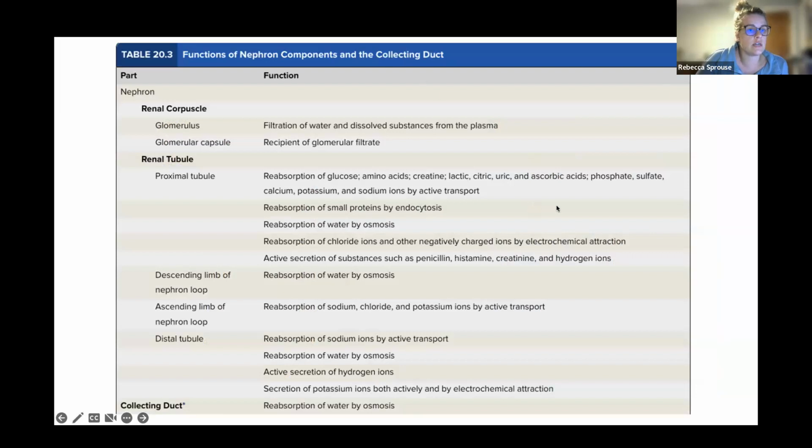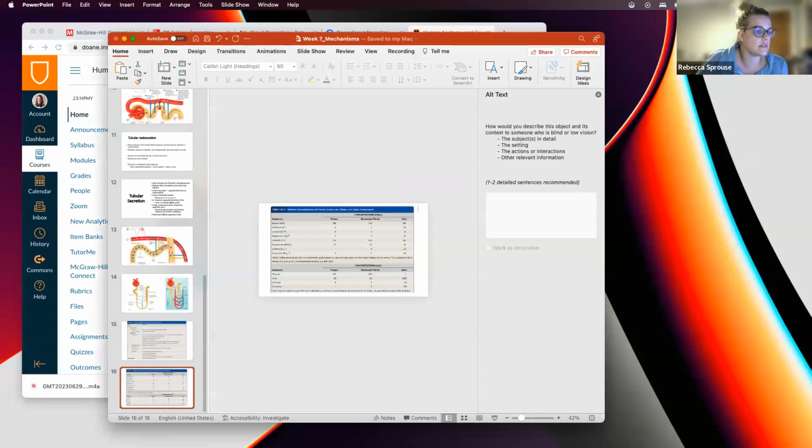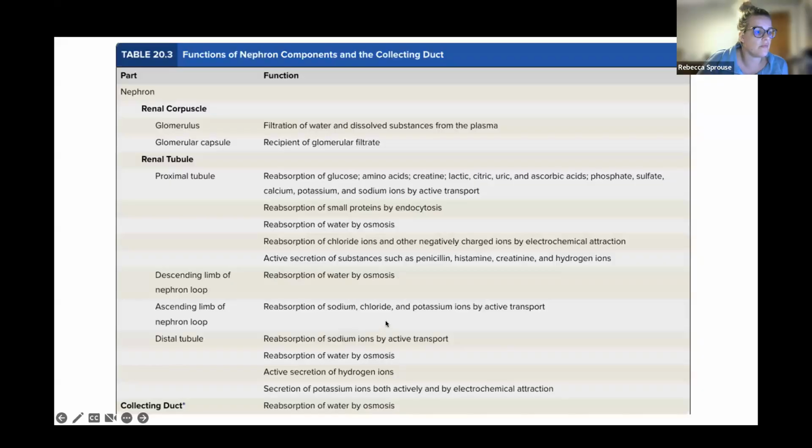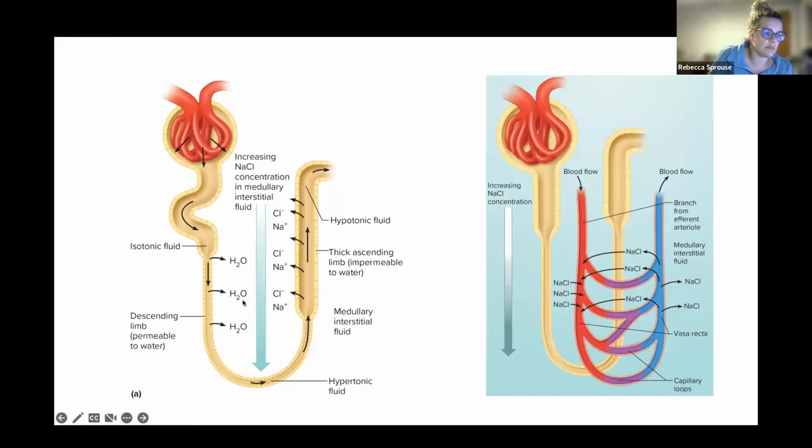So here's an overview table from your book. Basically it starts with filtration. In the glomerulus, we have the filtration of water and dissolved substances, right? And then the filtrate travels into the proximal tubule. In the proximal tubule, all of these things are reabsorbed, and water, right? And then in the descending limb, we have reabsorption of water. That's what we saw in the previous slide. So water is being reabsorbed into the bloodstream.